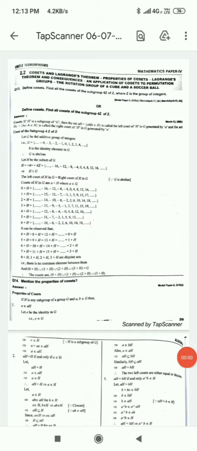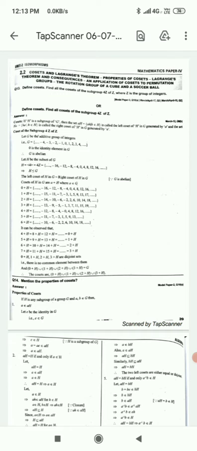Today we discuss cosets and Lagrange's theorem. Definition of the coset. If H is a subgroup of G, then the set aH equal to {ah}, where h belongs to H, is called the left coset of H in G generated by a, and the set Ha equal to {ha}, where h belongs to H, is called the right coset of H in G generated by a.